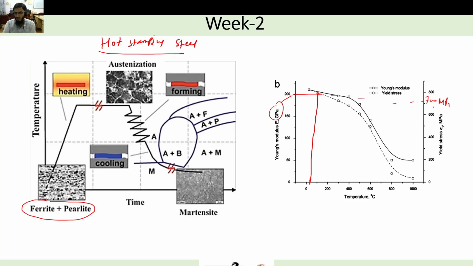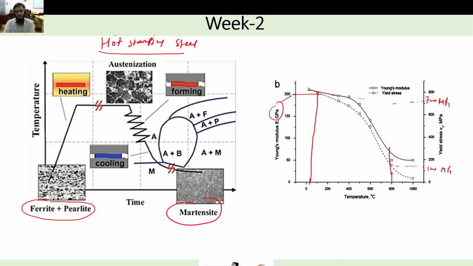But if you are heating your material to 800 degrees Celsius, your yield stress will be very low, around 100 megapascal. So at higher temperature, in the austenitic region, it will be very easy to deform your material. So you heat your material from ferrite perlite to the complete austenitic region, and then do the forming operation. It will be very easy to form. Then you cool your sample so that you form complete martensite.